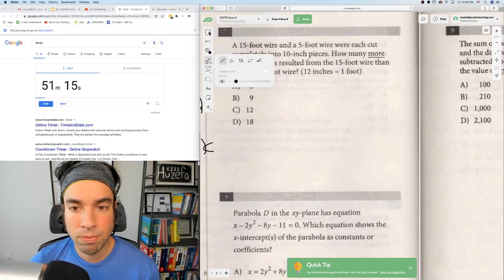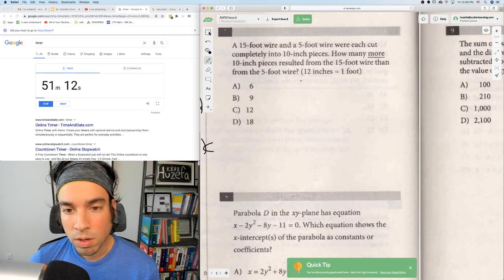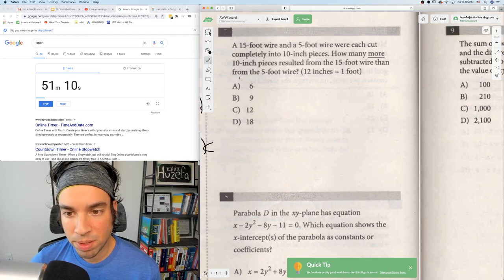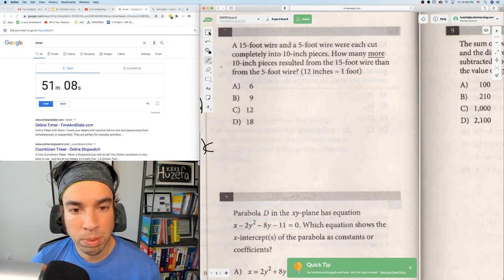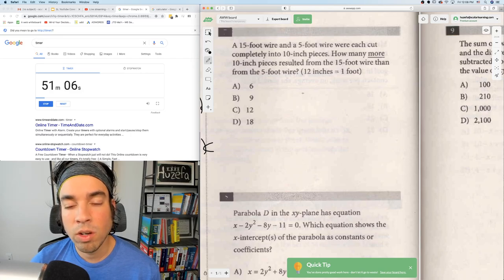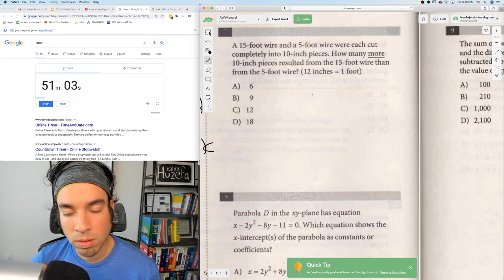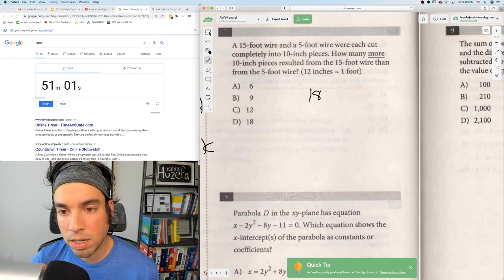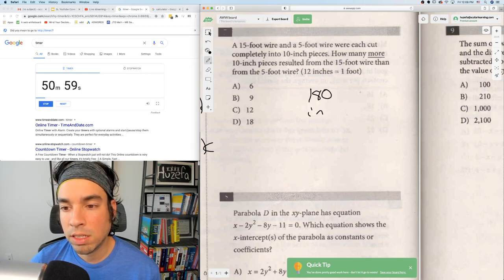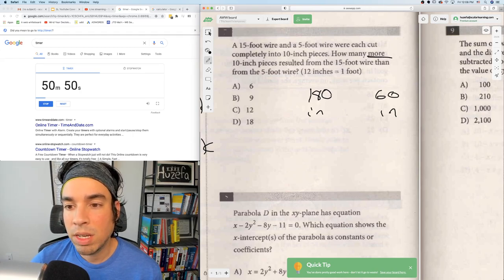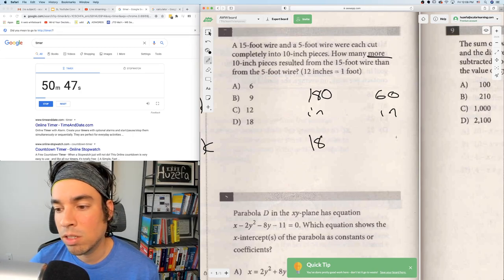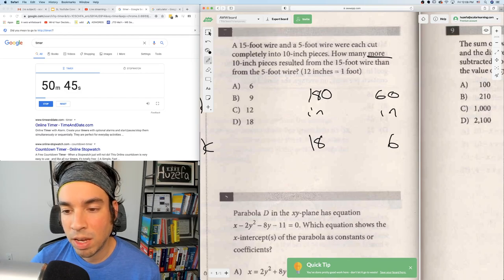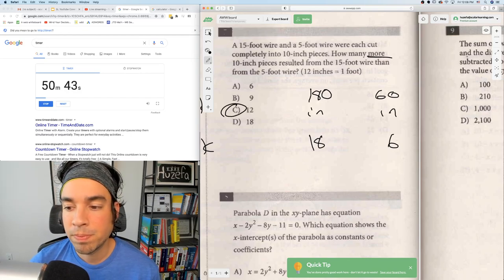Number 7. A 15-foot wire and a 5-foot wire were each cut completely into 10-inch pieces. Okay, so 15 feet is 15 times 12, which is 180 inches, and 5 feet is 60 inches. How many more 10-inch pieces resulted from the 15-foot wire than the 5-foot wire? How many more? They underlined it. So if each of them are 10-inch pieces, this is 18, and this would be 6, right? 18 minus 6, so 12 more.